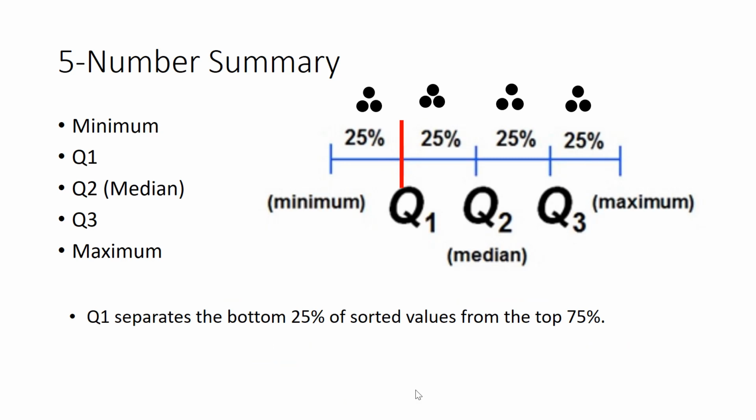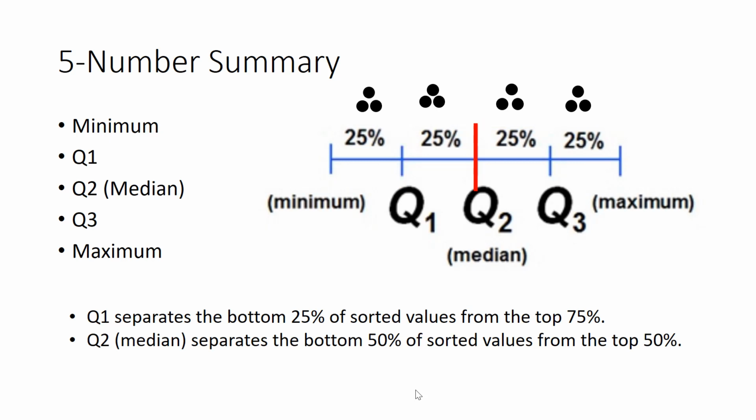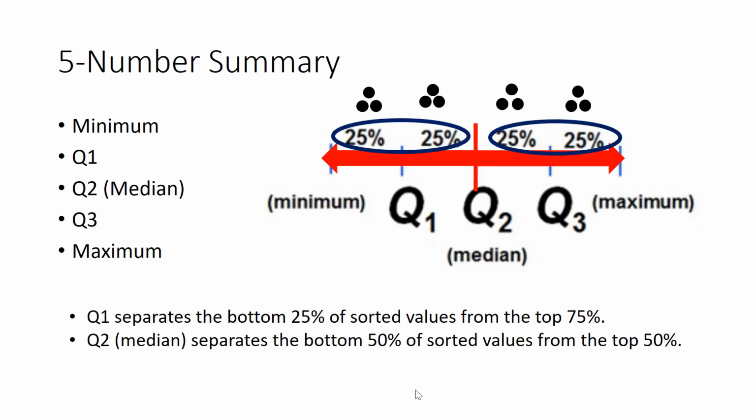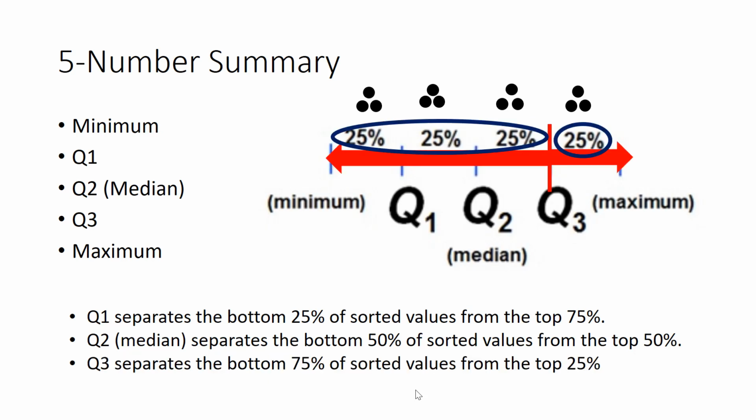Q1 separates the bottom 25% of the sorted values from the top 75% of the sorted values. Q2, or the median, separates the bottom 50% of the sorted values from the top 50%. Likewise, Q3 separates the bottom 75% of the data from the top 25%.